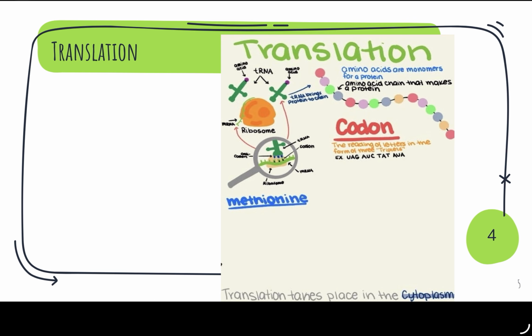Now, the second step is translation, which happens at the ribosome in the cytoplasm. The ribosome reads the mRNA in groups of 3 bases called codons. Transfer RNA, known as tRNA, brings the correct amino acids to the ribosomes. These amino acids are linked together to form a protein.